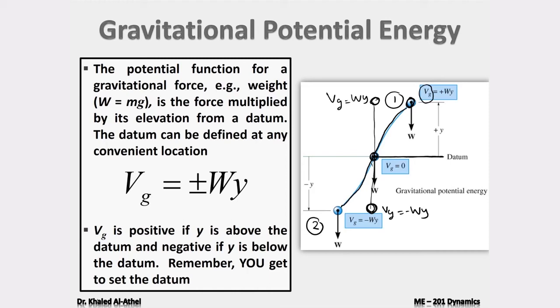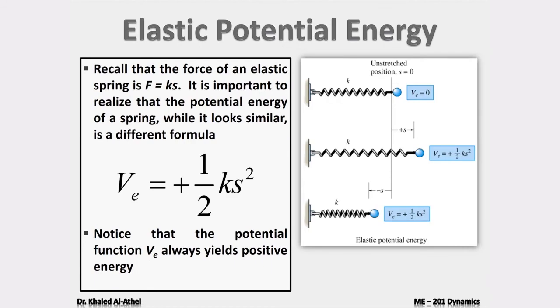Okay, now, next we have the potential energy of spring. We call it the elastic potential energy. Again, the same thing. You have the spring. Now, you don't have to define a datum. We do things with respect to the unstretched position.